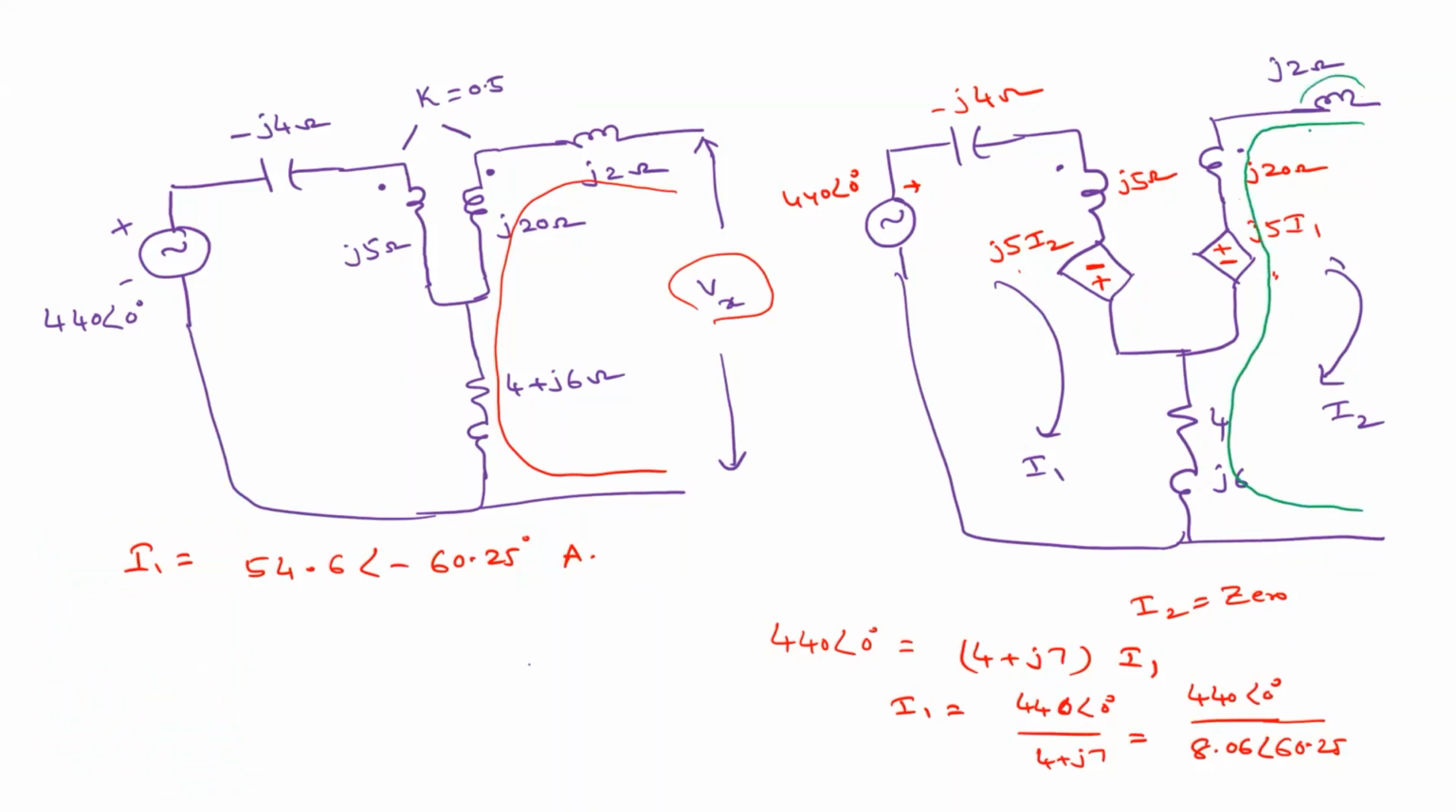So what is the current flowing through this one? Zero, sir. So what is the current flowing through this one? Zero. So this one is minus j5 I1, that is j5 I1, right? Plus 4 plus j6 times the current flowing through that branch, which is I1. So this is equal to Vx. So if you add this, 4 plus j11, into I1. Just multiply with that, so that you'll get the answer.